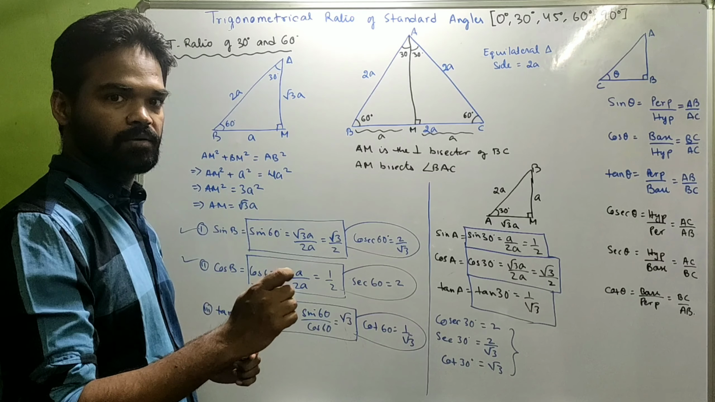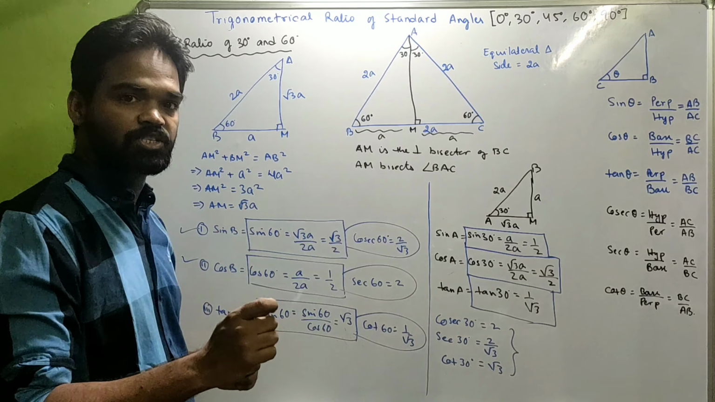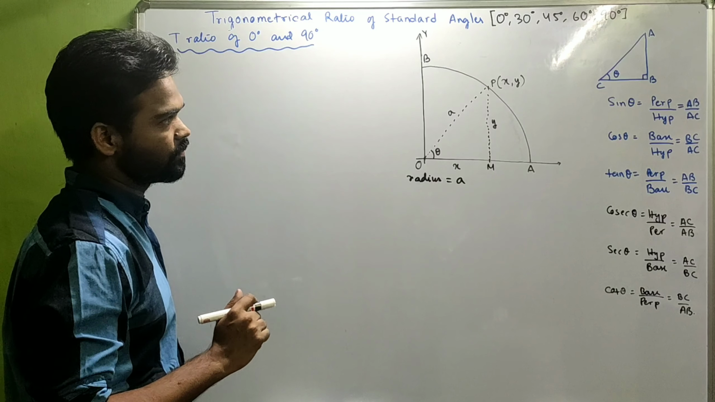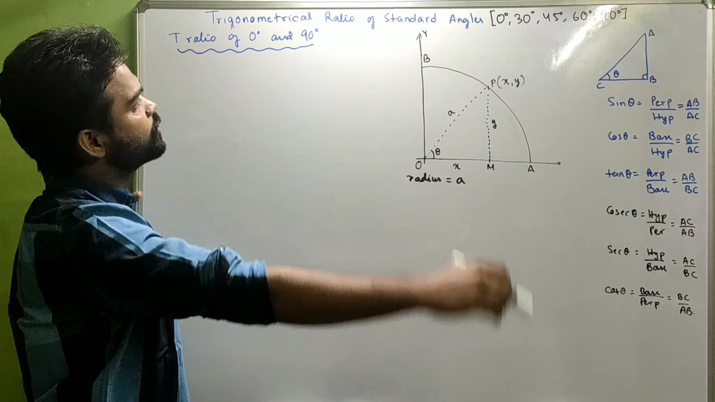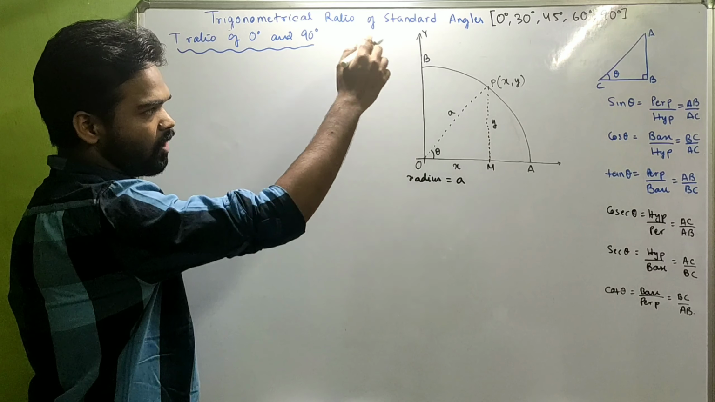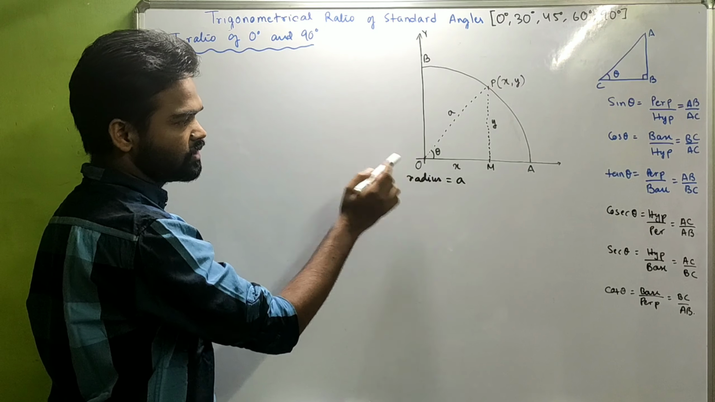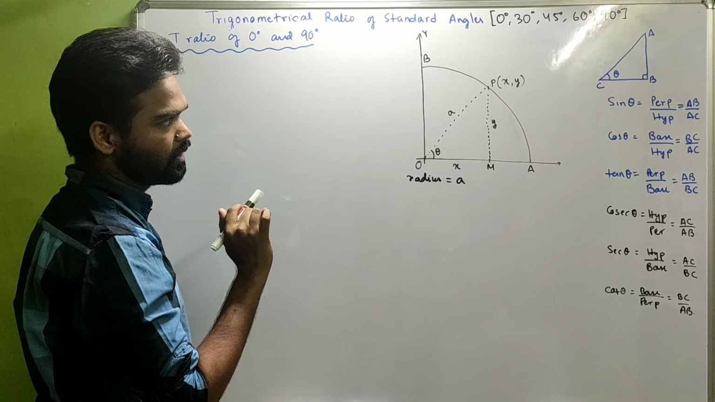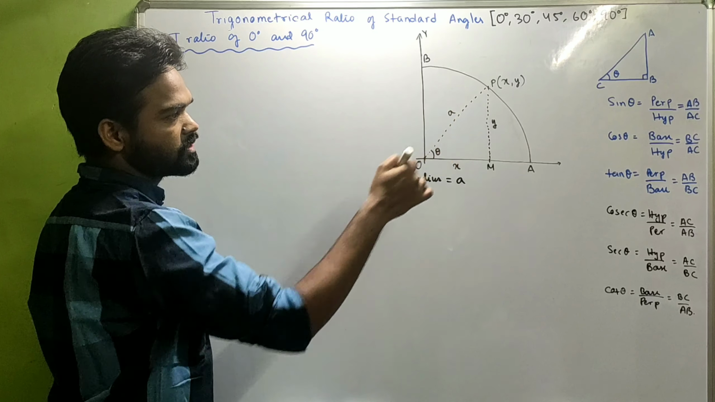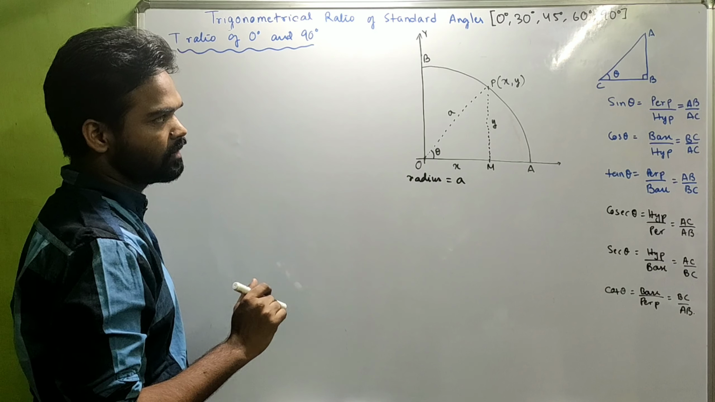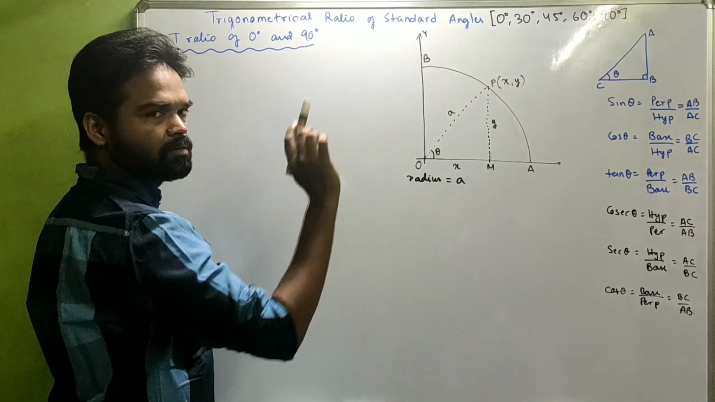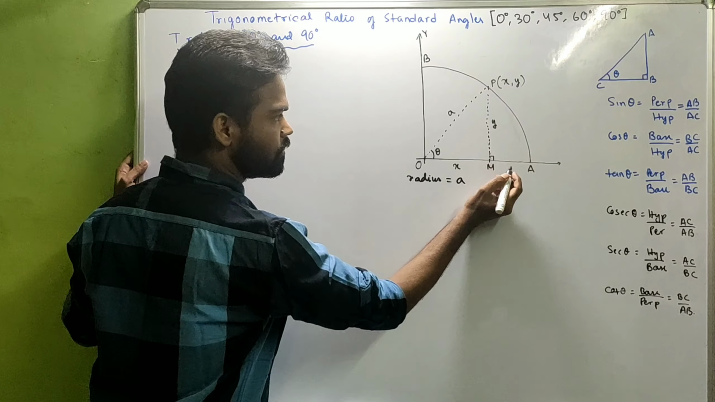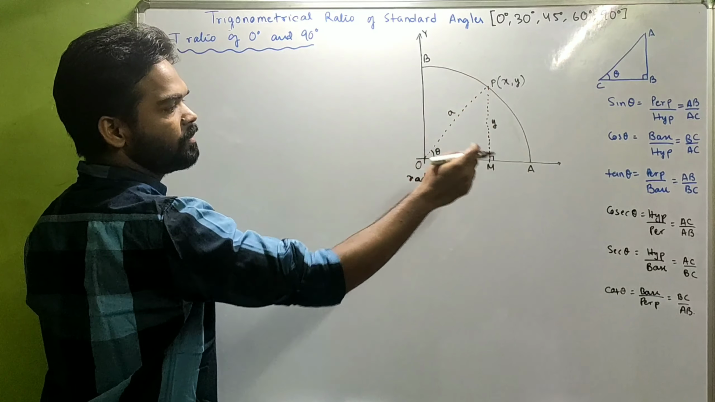Now the most important part, the value of T ratios at 0 degree and 90 degree. Now let us see this one, very interesting. How to find the T ratio at 0 degree and 90 degree. In a coordinate plane with origin as the center, I've drawn an arc APB. Of course the radius of the arc is, as you can see in the diagram, A. P is any point on the arc x comma y. So if PM is the perpendicular, then OM is x and PM is y.